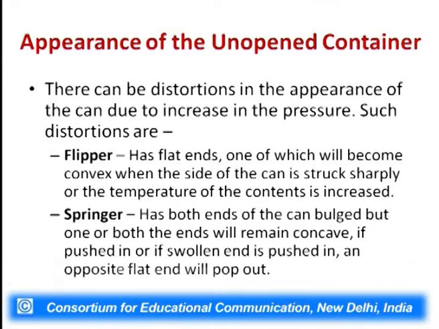flippers. A flipper can has flat ends, one of which will become convex when the side of the can is struck sharply or the temperature of contents is increased. Another defect is springer. A springer can has one end of the can bulged, but one or both the ends will remain concave if pushed in, or if the swollen end is pushed in, the opposite flat end will pop out.